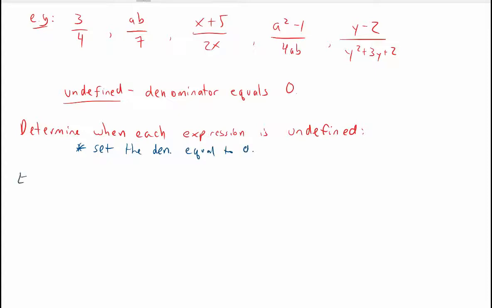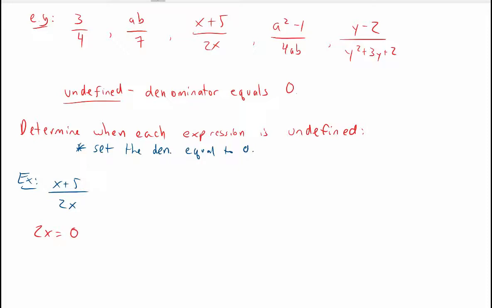So, for example, suppose we had an expression like x plus 5 over 2x. There's our expression. That's a rational expression, right? We see it's the ratio of two polynomials. And we want to figure out when that expression is undefined. We know it is undefined when the denominator equals 0. So we'll simply set the denominator equal to 0, and solve from there.